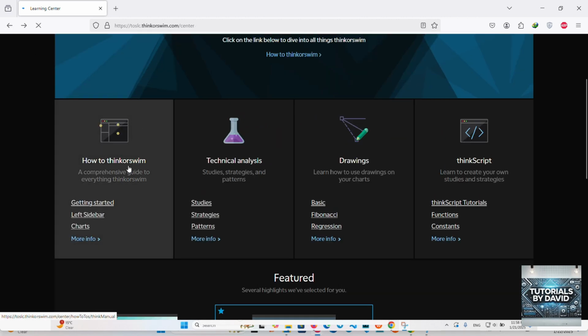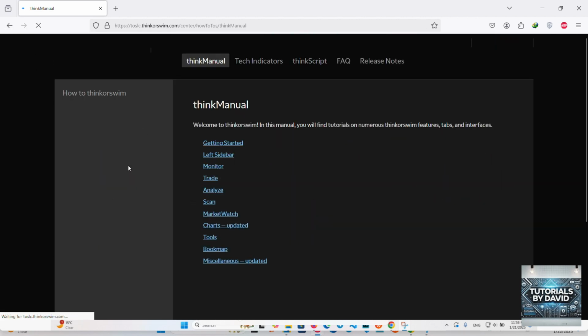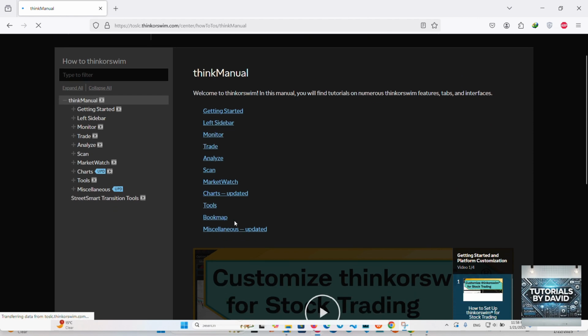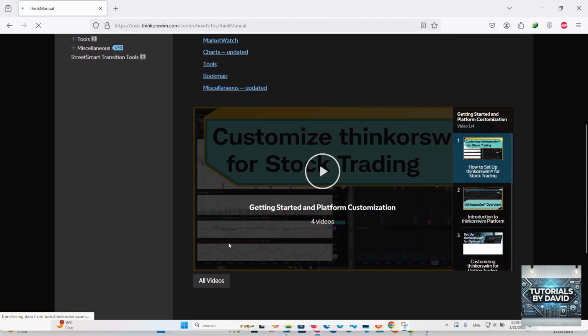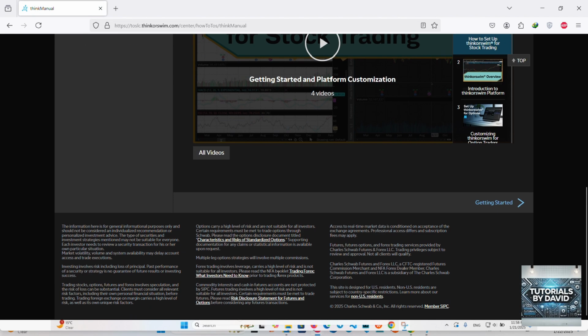Customize your dashboard. The platform's layout is highly customizable. Arrange widgets such as watch lists, charts, and news feeds to create a workspace tailored to your trading style.